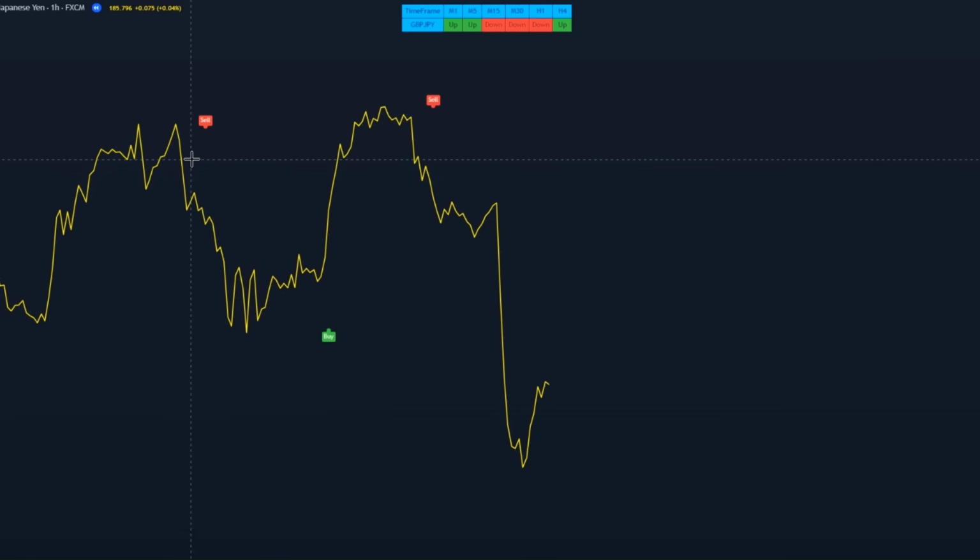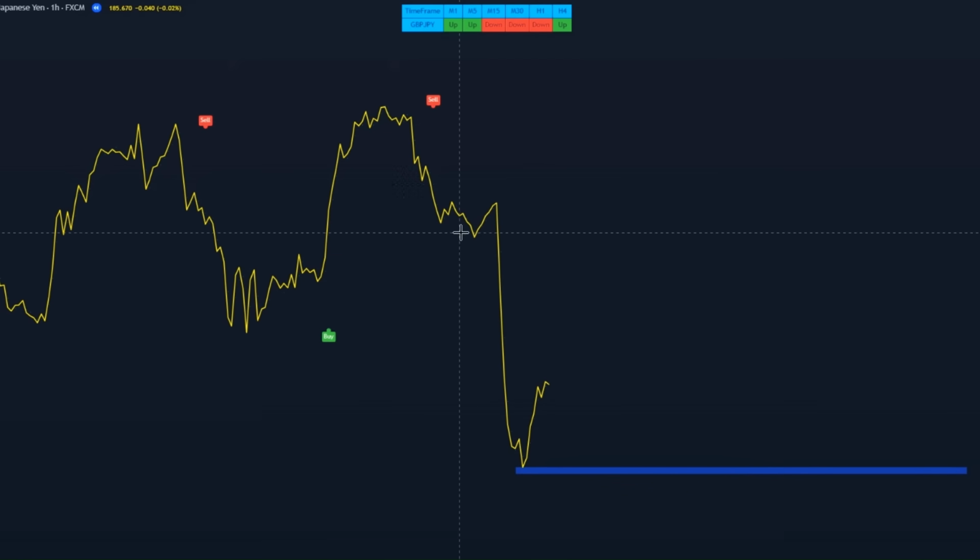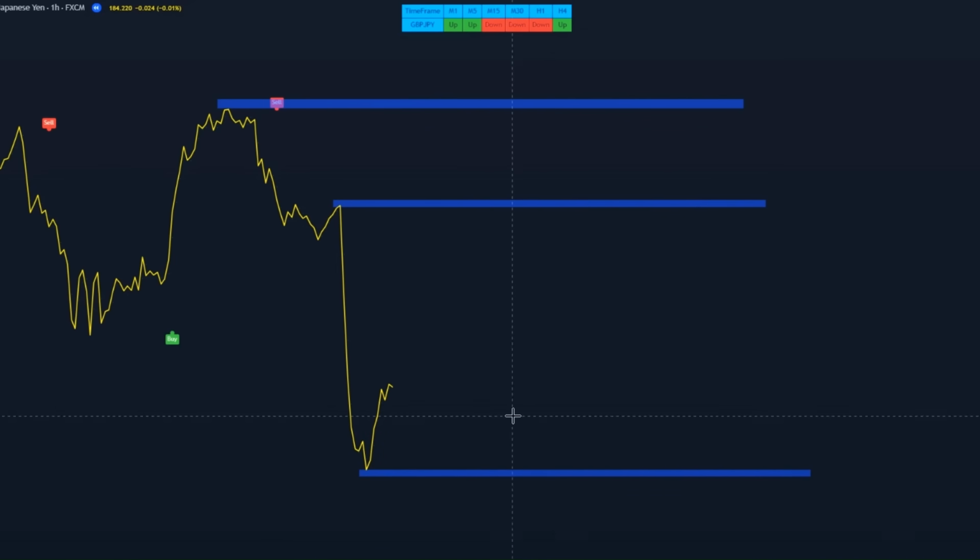Let's get the rectangle and draw some support and resistance zones. A couple of the obvious ones of reversal straight away is this point right here. Let's just draw a box like that. This is our first level of support. 2 more obvious resistance zones would be this peak right here and this peak right here. So let's see what price does.